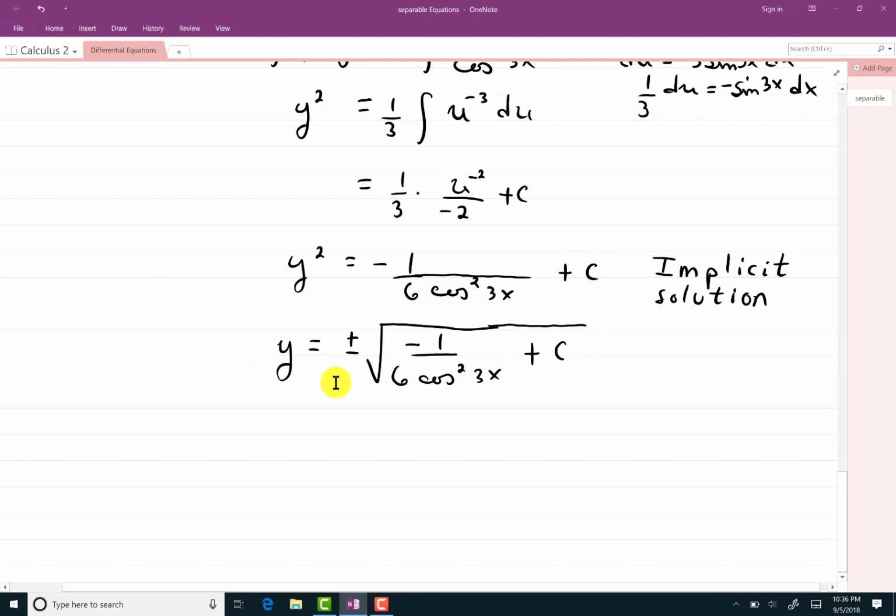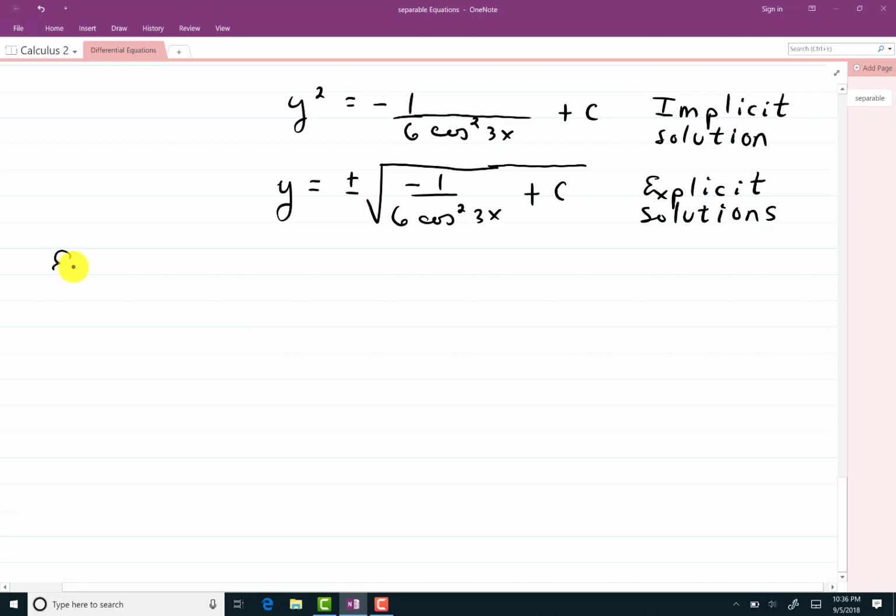These here are two explicit solutions. And we'll find that I may want the positive or negative one. It all depends on the nature of the problem being asked. Sometimes I'll need to solve for it, sometimes I won't.